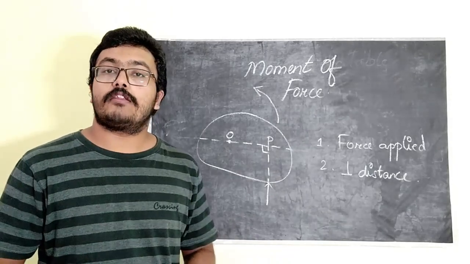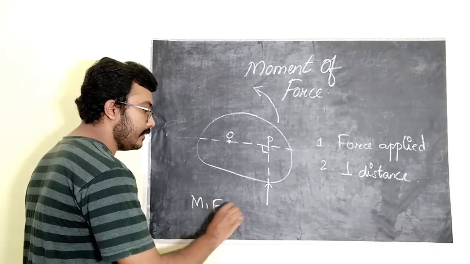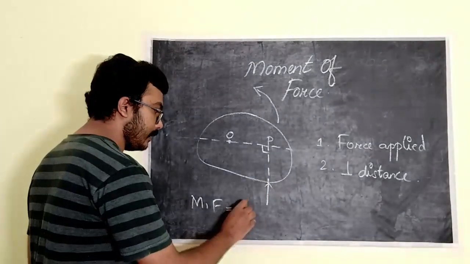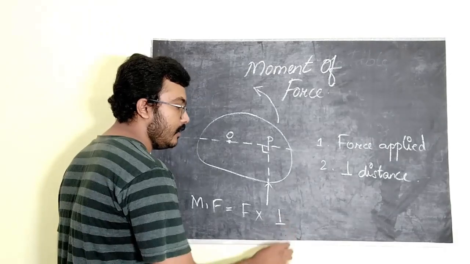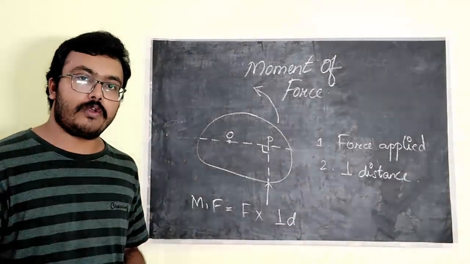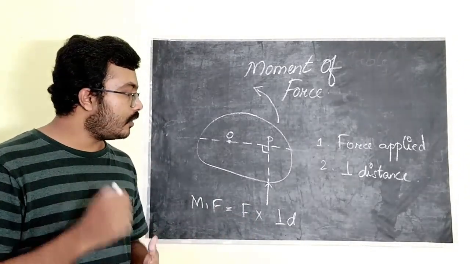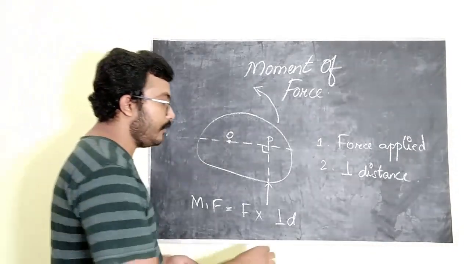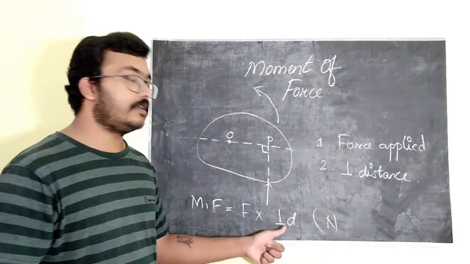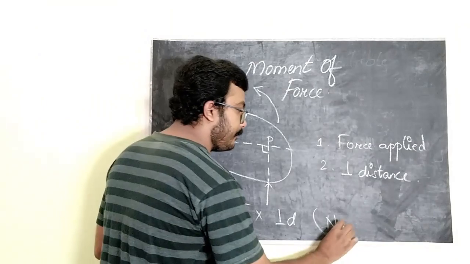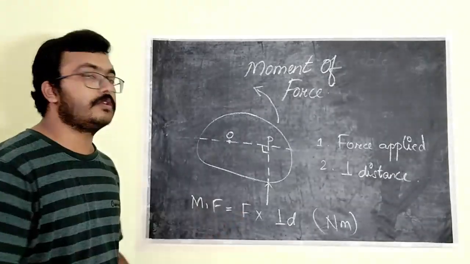By combining these two, we'll get the formula for moment of force. It's very simple. Moment of force is equal to force applied, that is F, into perpendicular distance. I'll just write it as perpendicular D. Alright. So this gives you the formula for moment of force. Now what is the SI unit of moment of force? Very simple. What is the unit of force? Newton. What is the unit of distance? Meter. And therefore the SI unit of moment of force is Newton meter.